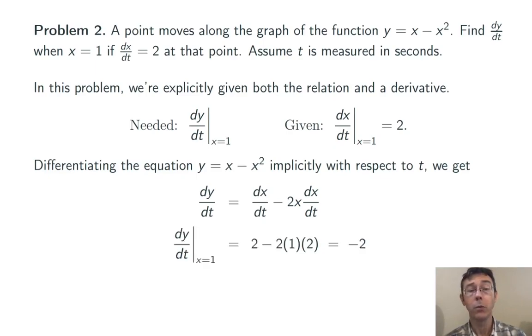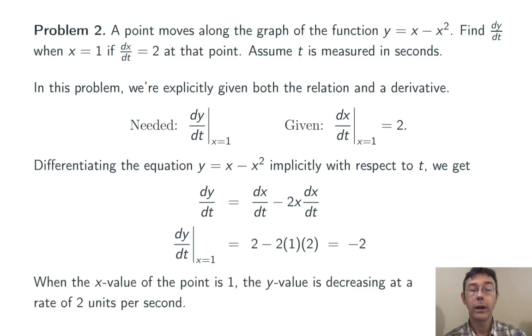Now we can solve for dy/dt just by plugging in the values that were given. Here we know that x is 1 and dx/dt is 2. Overall, when the x value of the point is 1, the y value is decreasing at a rate of 2 units per second.